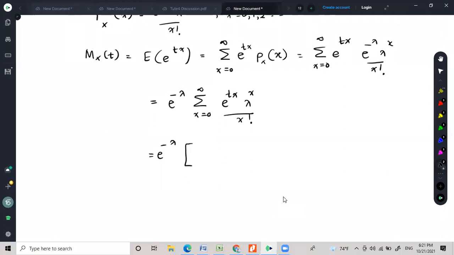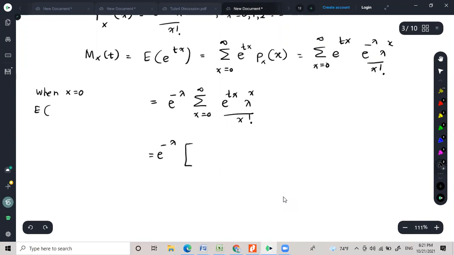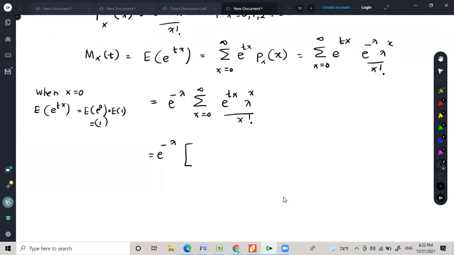What will happen when x is 0? When x is 0, you have e to the 0, lambda to 0, over 0 factorial. If you think about e to the tx, when x equals 0, what will happen to this one? This will be 1, right? Am I right?